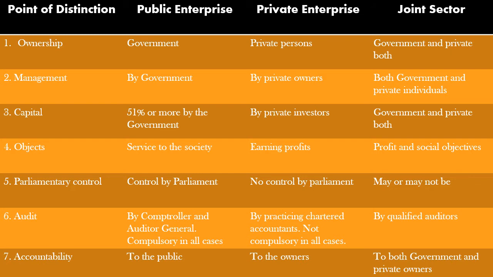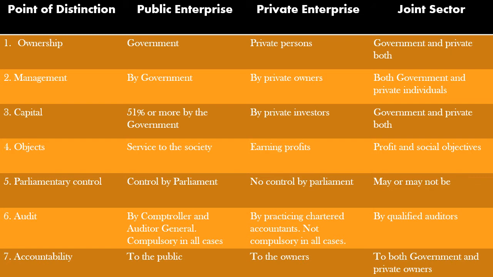In the public enterprise, 51% or more of the capital is invested by the government. In private sector it is all by the private investors, and joint sector both by the government and private. The object of public enterprise is to provide service to society, whereas the private enterprise wants to earn money as its objective, and the joint sector has both the objective of earning profit and giving service to the society. The public enterprise is controlled by the parliament. The private enterprise has no control by the government, and joint sector may or may not be controlled by the government.